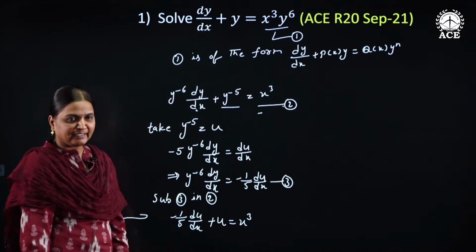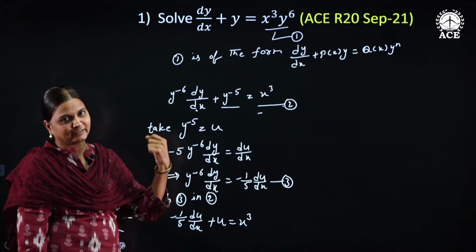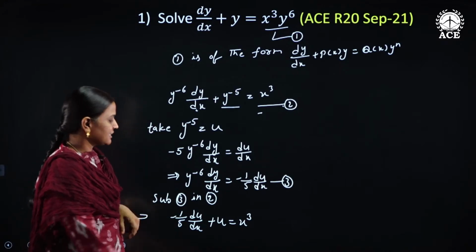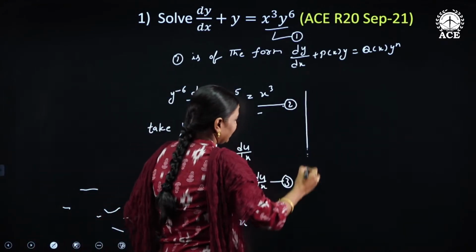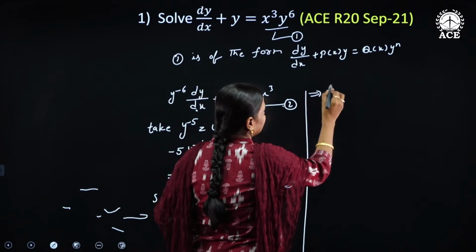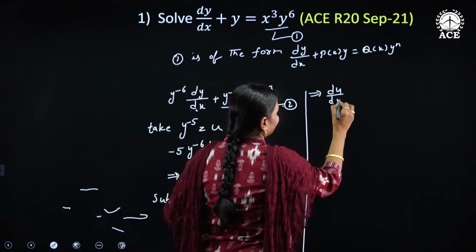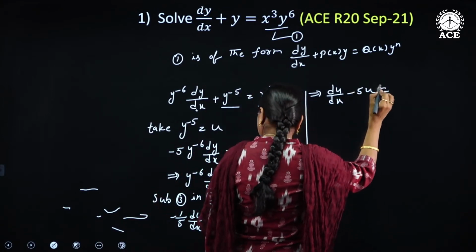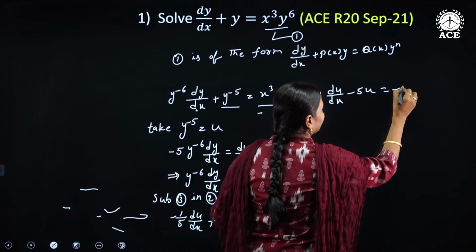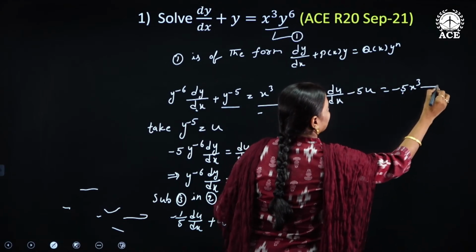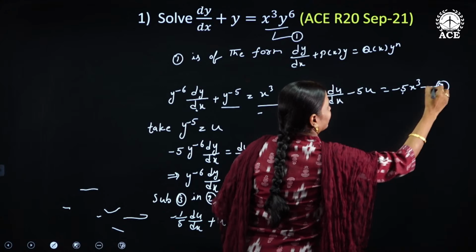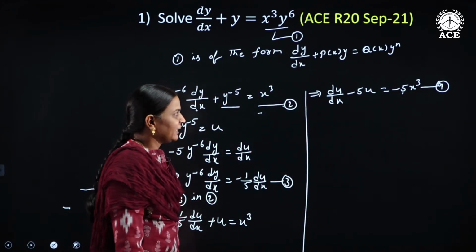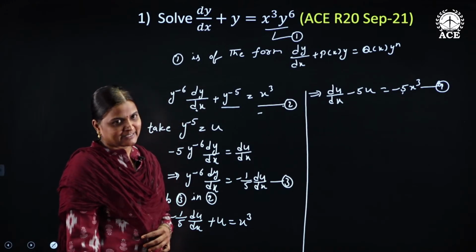Still it is not in the linear form. In a linear form, the differential coefficient is 1 only. But here the coefficient is minus 1 by 5. So how to write that one? That implies du by dx, by cross multiplication we can write, minus 5u is equal to minus 5 into x cube. This is equation number 4. Observe clearly, what is the equation? du by dx minus 5u is equal to minus 5x cube.